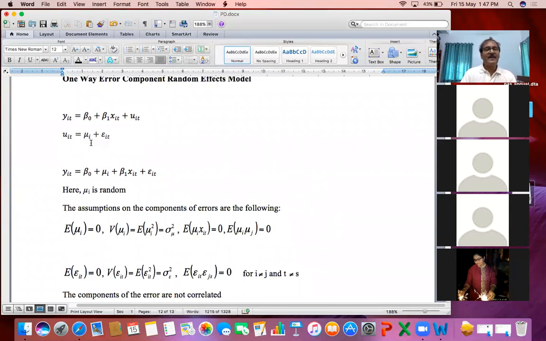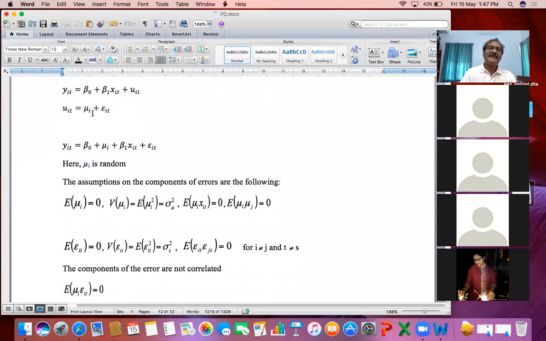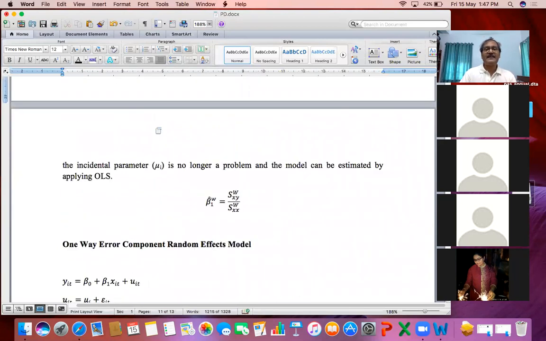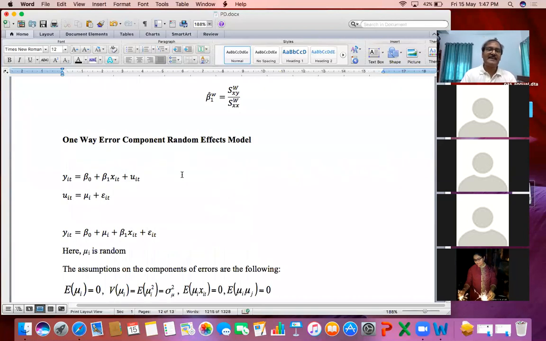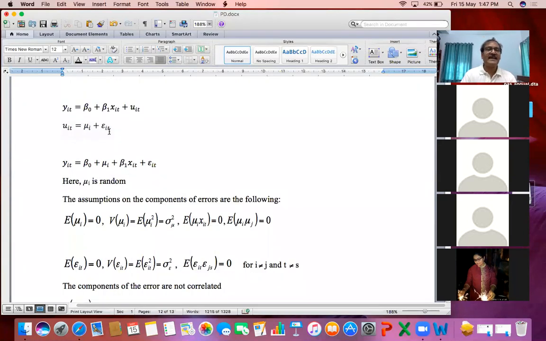Why are we talking about the behavior of μ_i? Because now we are considering μ_i as also random. So μ_i has a distribution, and epsilon has a distribution. But in the case of fixed effect, you don't have a distribution for μ_i. Distribution means the probability distribution. Because in the fixed effect model, we have considered μ_i as non-random. So for a non-random variable, you don't have any probability distribution. So when we consider μ_i as random, we have a probability distribution of μ_i, we have a probability distribution of epsilon, and ultimately the probability distribution of u depends on the distribution of μ_i and epsilon.